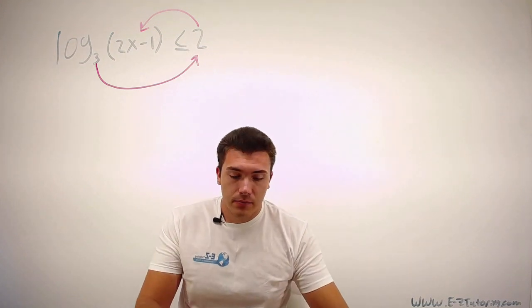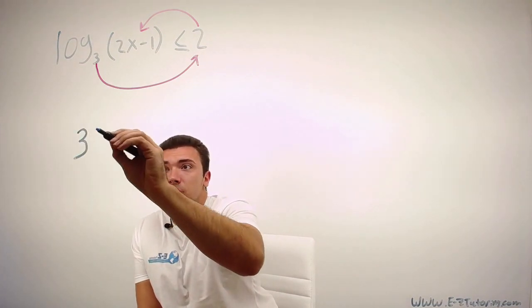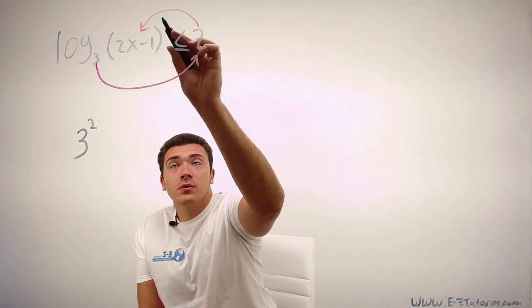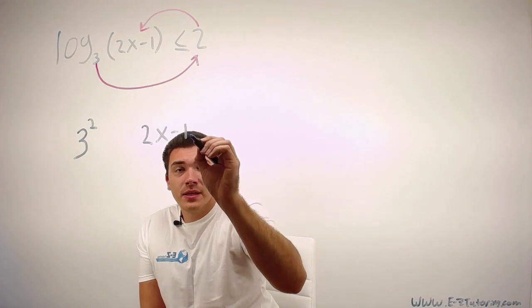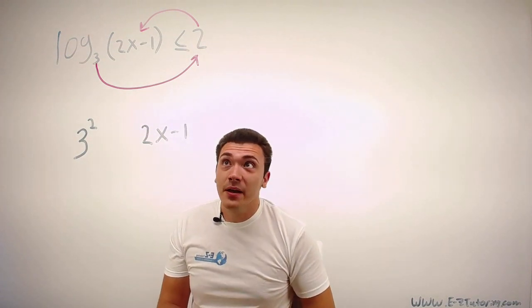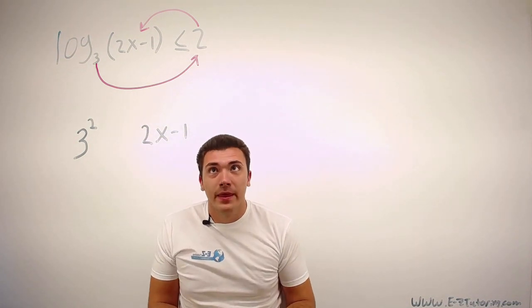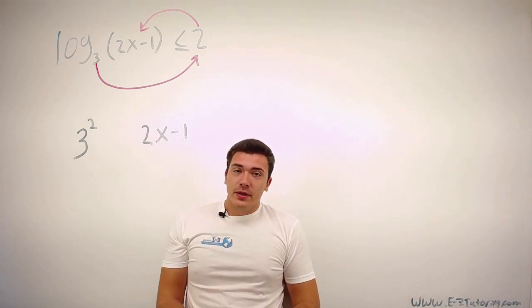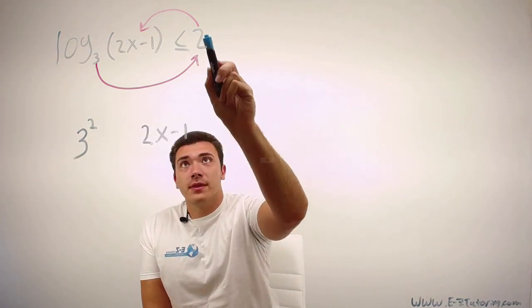So now this reads 3 to the power of 2 equals 2x minus 1. Now I didn't put the equal sign because this is not an equal sign. We're dealing with inequalities here. So what sign do we put here? Well, you always want to follow this form, right?